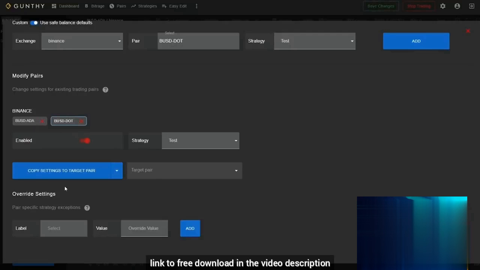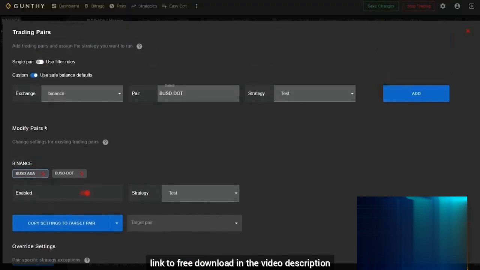select overrides. So what this means is if I select an override for a specific pair, then let's say that I want to have specific settings for ADA, but I also want to have different settings for DOT while operating with the same strategy. So I'm using the same test strategy on both DOT and ADA, but let's say that on ADA I want to have a more aggressive specific value for one of my strategy components. Then I can set an override value and it will only apply that specific value to that specific pair.